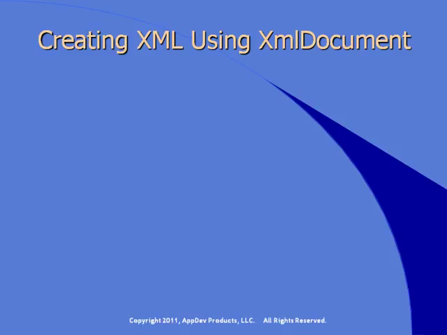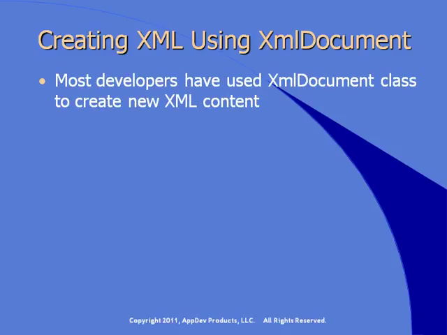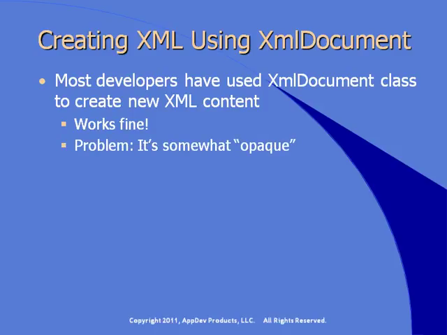Now, we're going to be creating XML using the XmlDocument class to start with. This is the old way of doing things, just to get your level set so you know where we're coming from. Most developers have used the XmlDocument class to create new XML content at this point, and it works fine. The problem is it's somewhat opaque. That is, the code that you write to create the XML content is difficult to read later. You can't just look at the code and see what your XML content is going to look like once you're done.